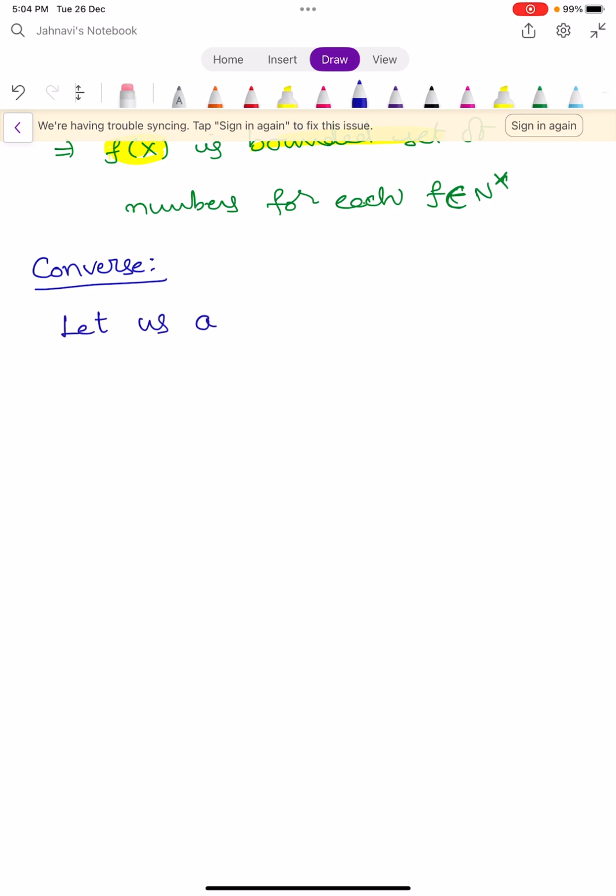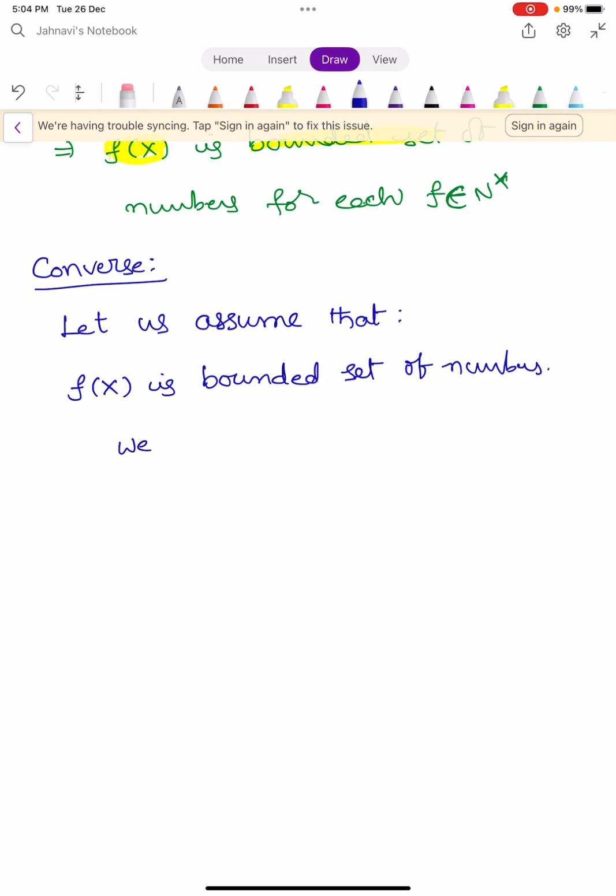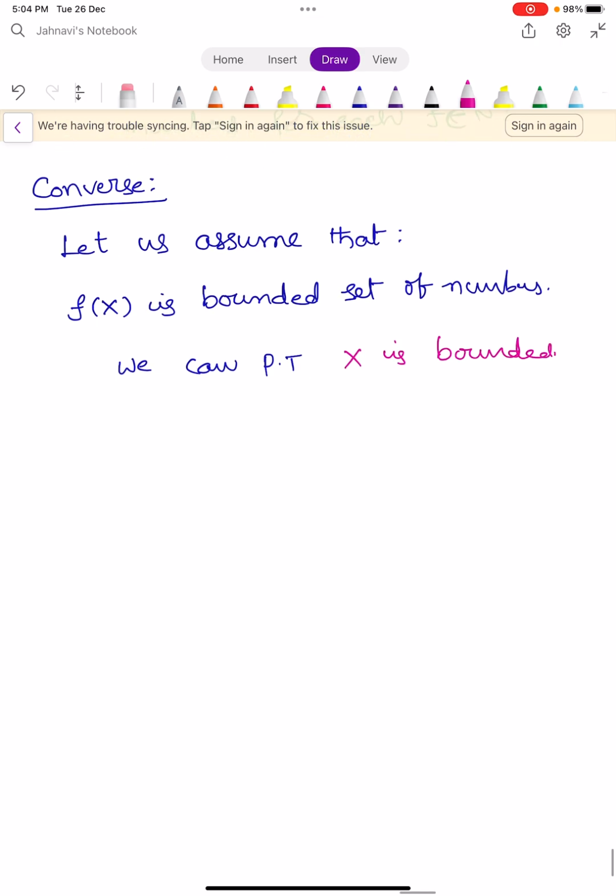Let us assume that f of X is a bounded set of numbers. Now we can prove that this capital X is bounded.